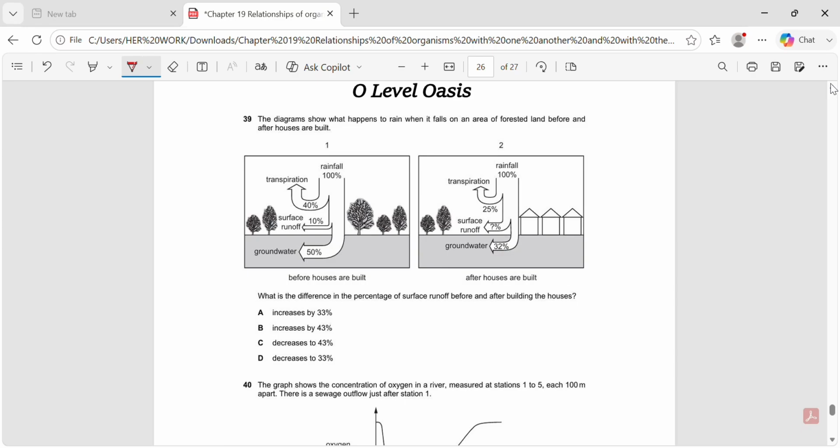After construction, the remaining percentage of rainfall becomes surface runoff. Since 25% is lost through transpiration and 32% becomes groundwater, the surface runoff is 43%. This means the runoff has increased from 10% to 43%, an increase of 33%. So, A is the correct answer.